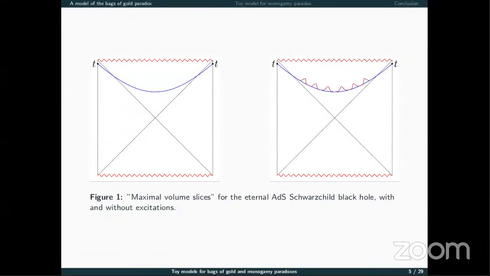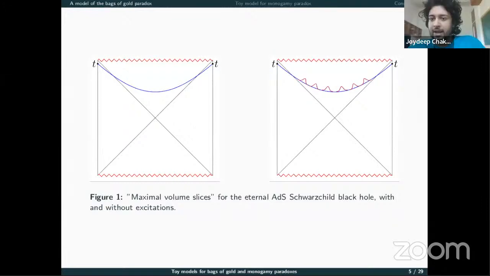So roughly, the situation is something like this on the right-hand side. This is our eternal Schwarzschild black hole, and we have a Hartman-Maldacena slice at some boundary time t, and we have placed these excitations far apart from each other. These bumps denote these excitations, placed far apart in the interior. So one can keep on adding a large number of these excitations and overcount the Bekenstein-Hawking entropy.